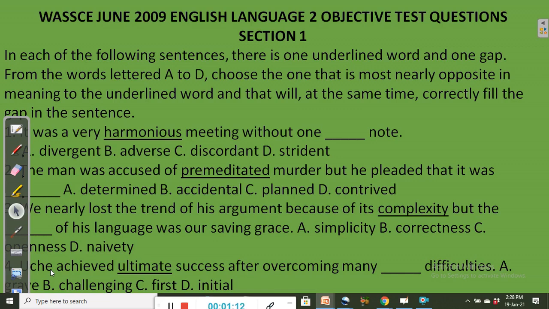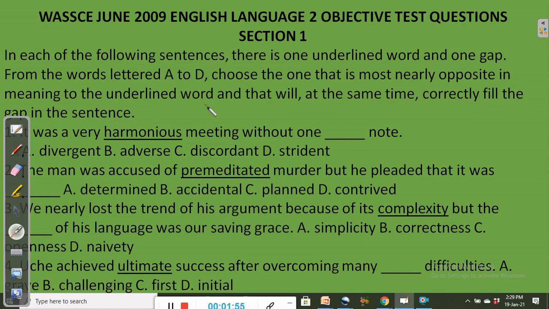Wassce of June 2009, English Language 2 Objective Test Questions. Let's start with section 1. In each of the following sentences, there is one underlined word and one gap. From the words lettered A to D, choose the one that is most nearly opposite in meaning to the underlined word and that will at the same time correctly fill the gap in the sentence.